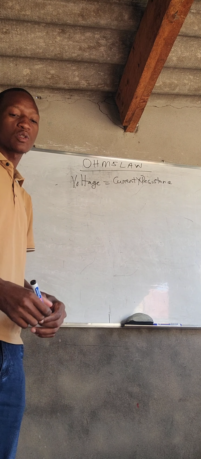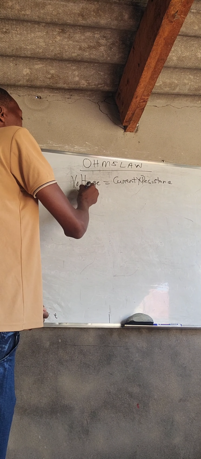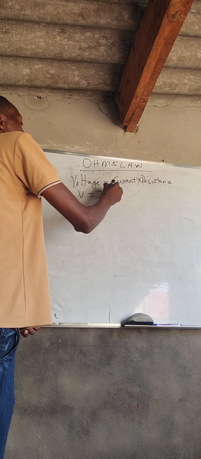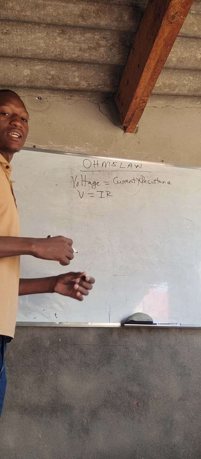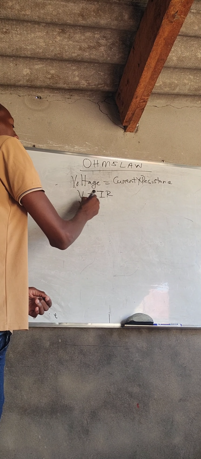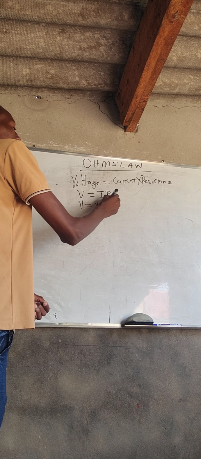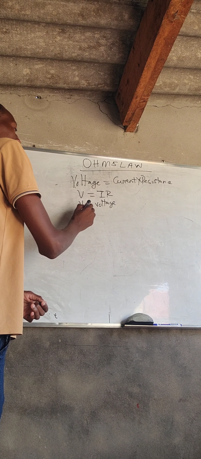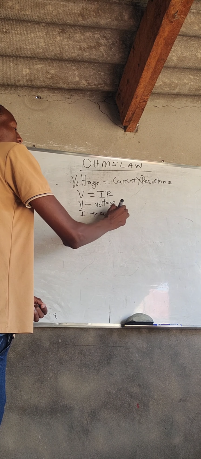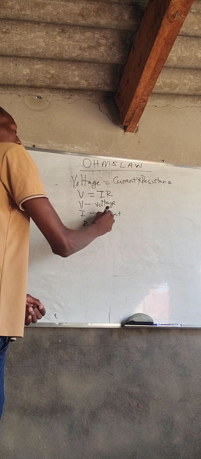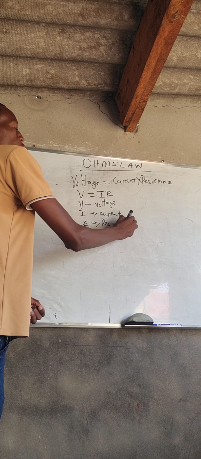Are we together? So in simpler terms, we say V equals IR, which means that V represents voltage. V represents voltage, I represents current, then R represents resistance. That's the law.